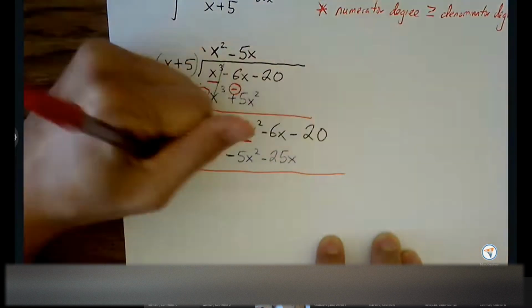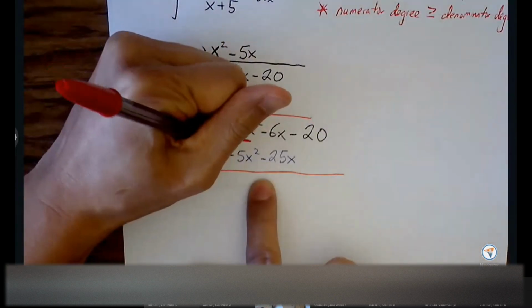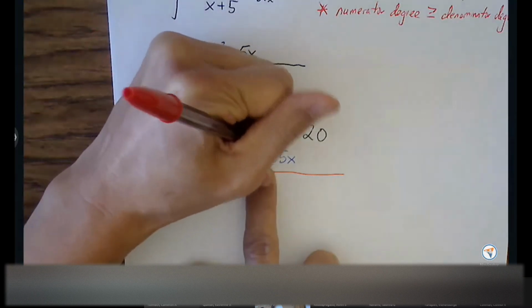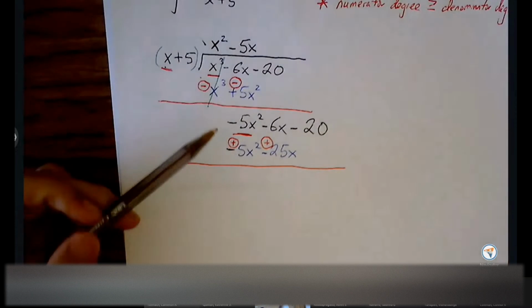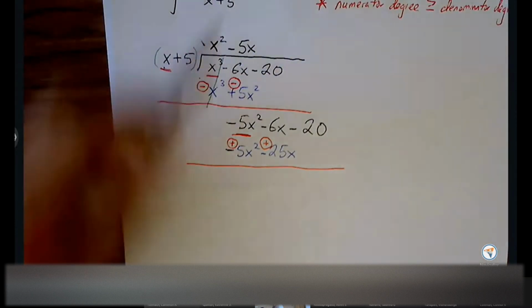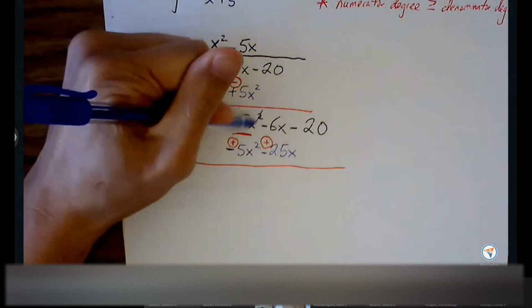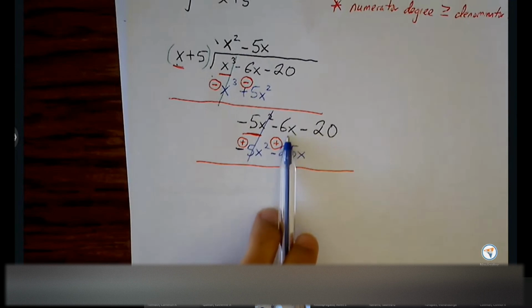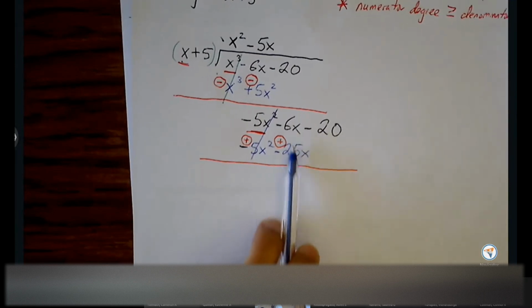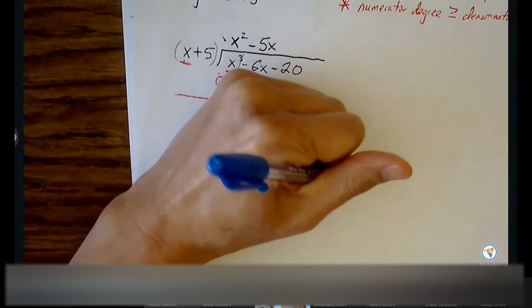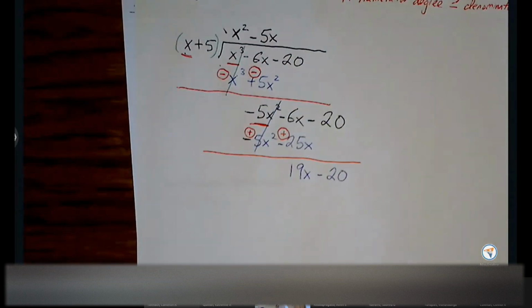Draw your line, change the signs of the terms that you just brought down. Negative becomes a plus, negative becomes a plus. When you add, you should get a perfect match. Your first term should go away cleanly. Do we have like terms here? Yes. Okay, and what do we get? Positive 19x, right? 19x minus 20. Okay. Cycle back to the beginning of our process.